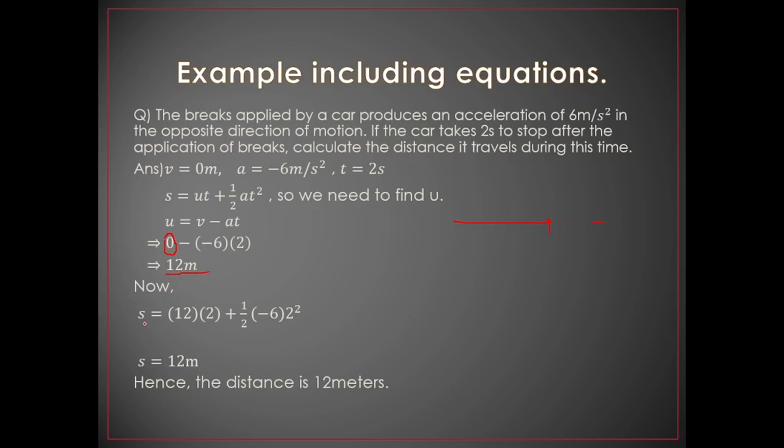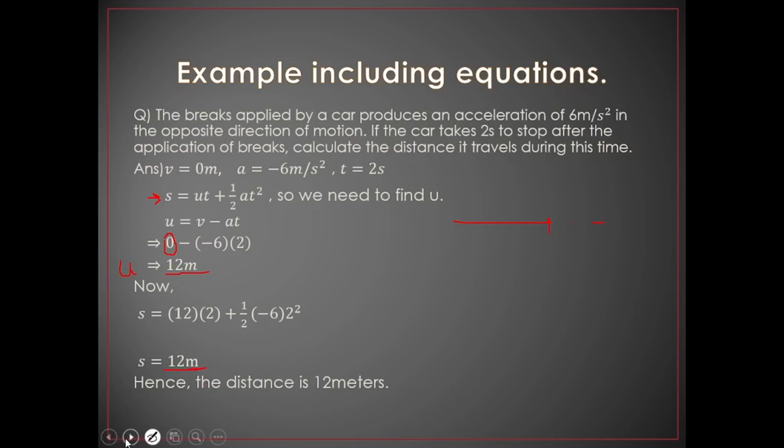Now we have the value of u. So s is equal to 12 into 2 plus half into minus 6 into 2 square. We are just substituting the values which we have in this equation. So the distance covered after applying the brake is 12 meters.